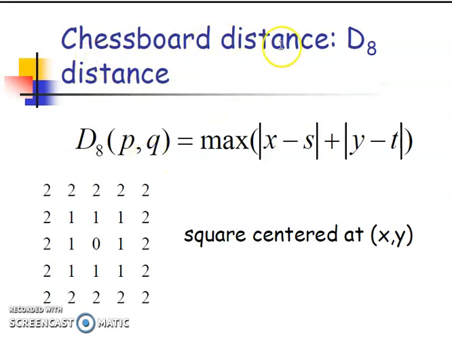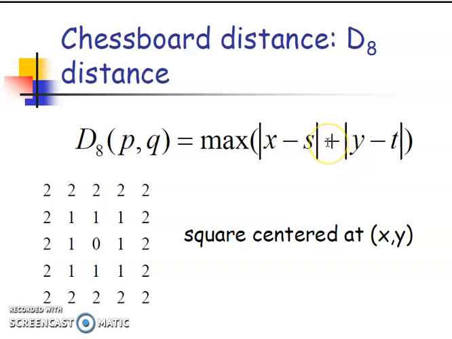Next is the chessboard distance, that is the D8 distance. The formula for the chessboard distance is given as D8 of PQ, that means the D8 distance between pixels P and Q, is equal to max of mod of x minus s plus mod of y minus t. Here we have to consider the maximum value for x minus s.